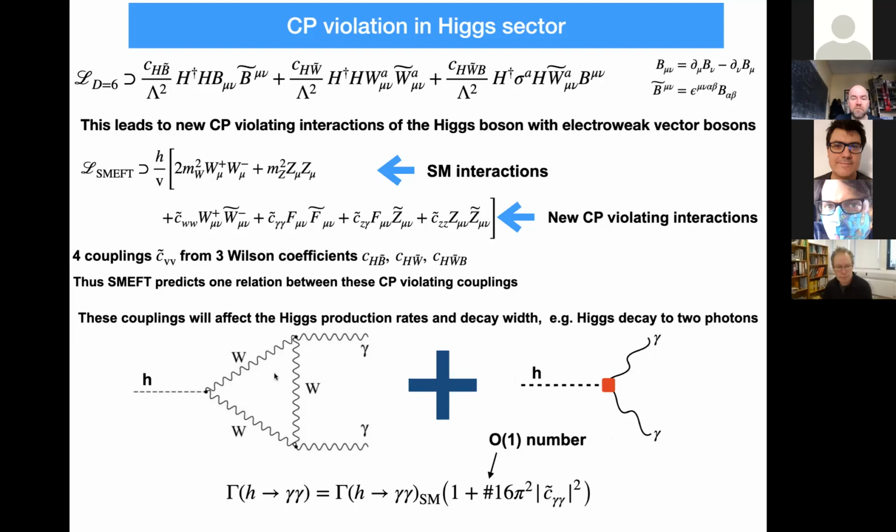Enough to say that this standard model diagram is suppressed by one loop, and there is no one loop suppression here. So you will get a formula like that: the width is modified with respect to the standard model by some order 1 number times 16 pi squared, because this doesn't have a loop, and then the square of this C twiddle gamma gamma coefficient. And you get a square here because this is a CP conserving observable, so you cannot have a contribution proportional to the 1 power of C twiddle. You always have 2 powers of C twiddle if you're looking at CP conserving observables.